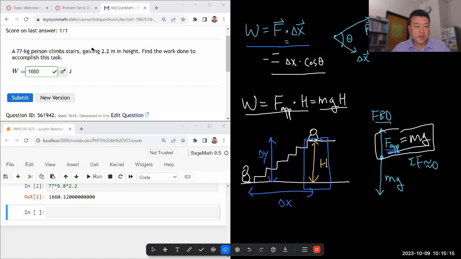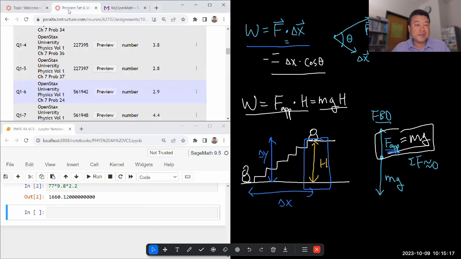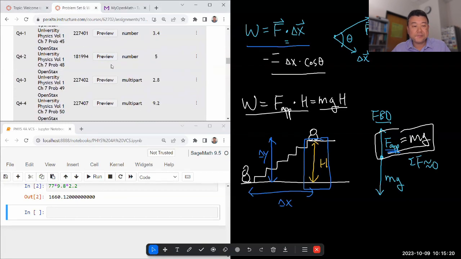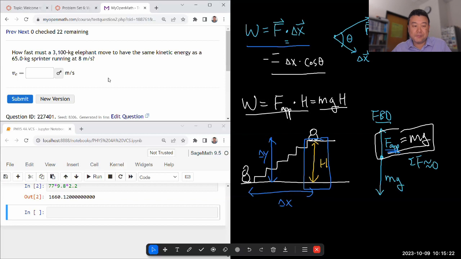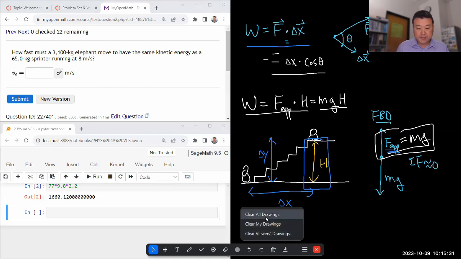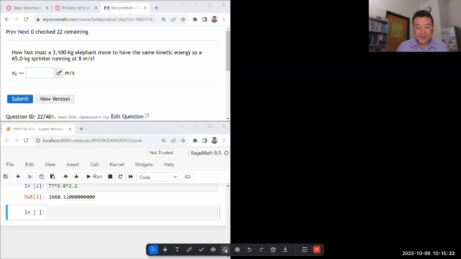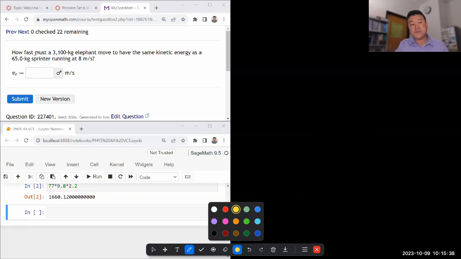So 4-1 is the next question, but it's still similar in that all you are doing is applying the definitions, applying the formulas. So let me erase these work definitions and write down the other definitions that'll be useful for this question. So it's asking how fast must some mass of elephant move in order to have same kinetic energy. So it's the formula for kinetic energy that I need.